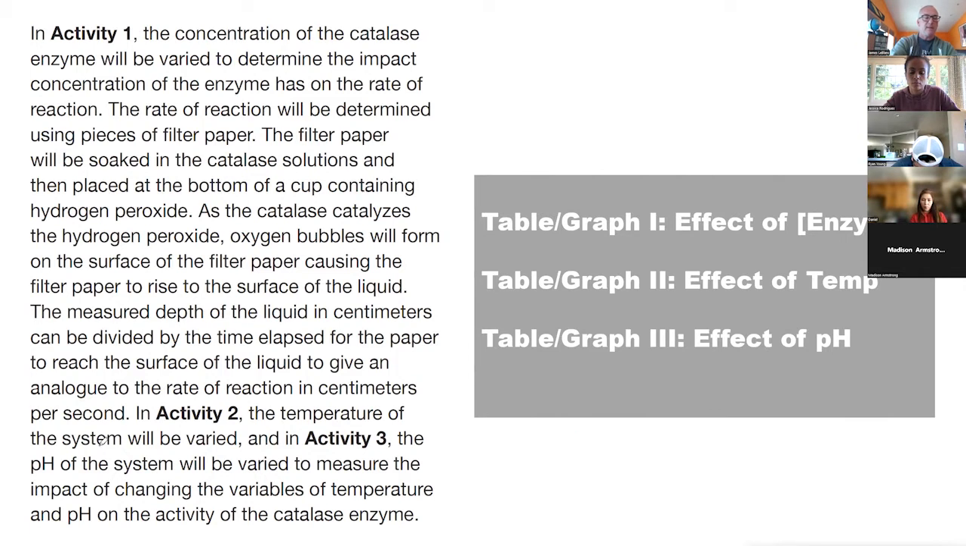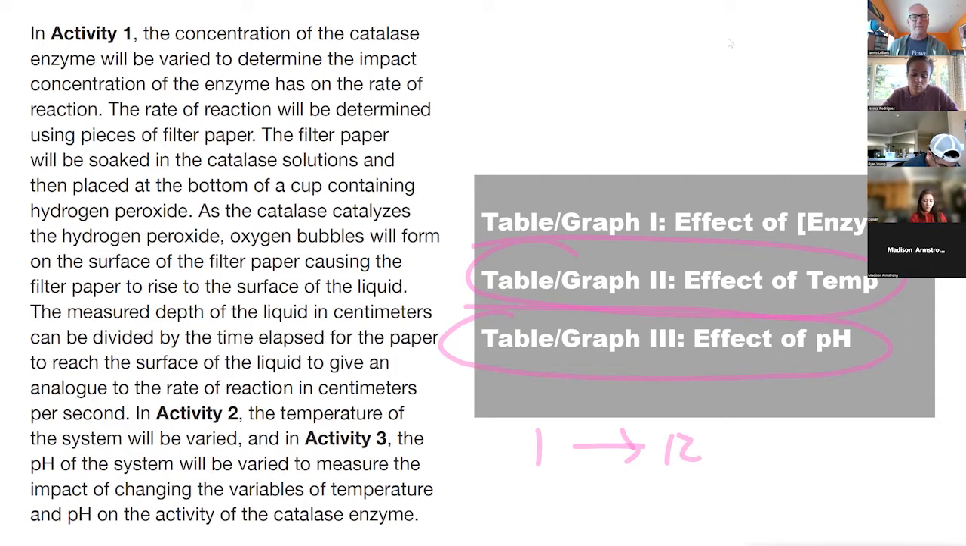So the second one will be changing the temperature. We're going to look at room temperature, wherever you are, 10 degrees above it, 10 degrees below it, 20 degrees above it, 20 degrees below it. And then with pH, we're going to look at a really wide range of pH. We have a hydrochloric acid solution in the kit, and we have a sodium hydroxide solution. So we're going to look at the effects of pH, I think all the way from 1 to about 12. So it's a pretty wide range.